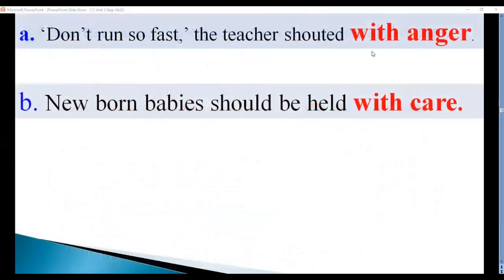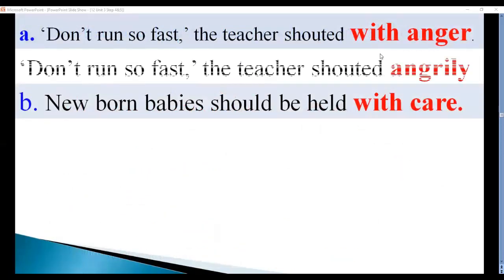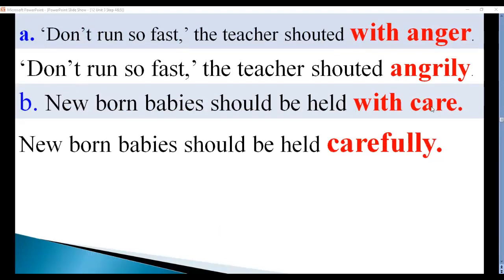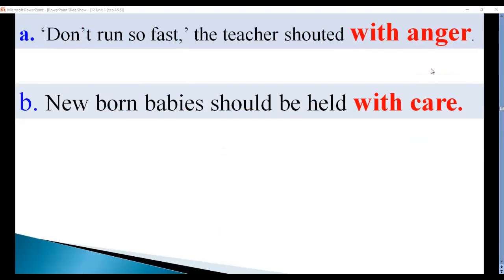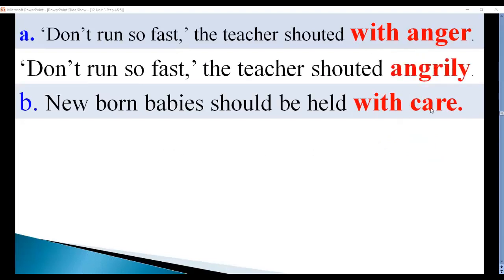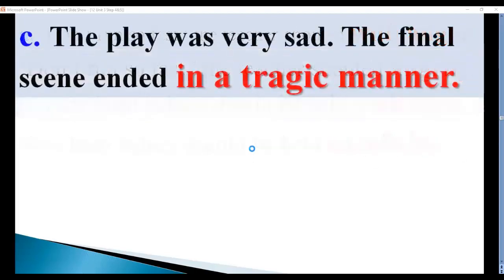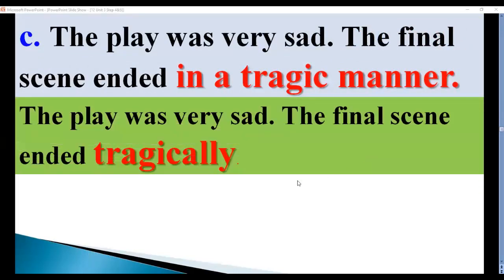Let's see here. With anger here, dear students, as you can see, angrily. With care, carefully, and so on. Again, if we have with anger, we would like to change it into an adverb, which is angrily. With care, carefully, and so on. Let us see. In a tragic manner, we can say here tragically. Tragically. The adverb here, ly at the end.